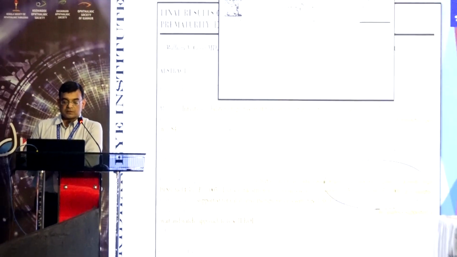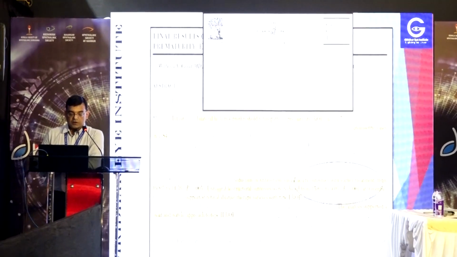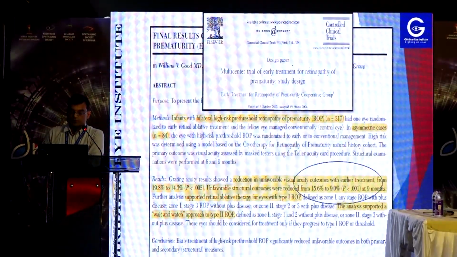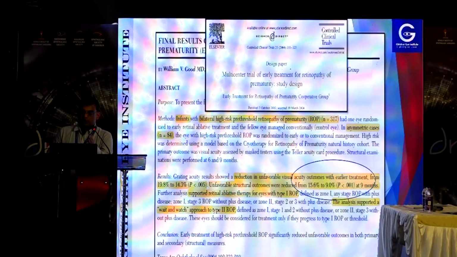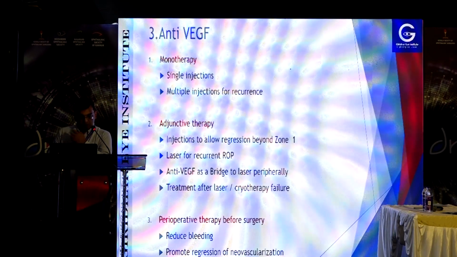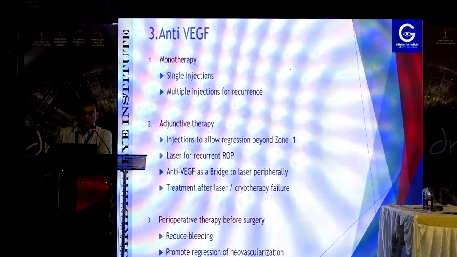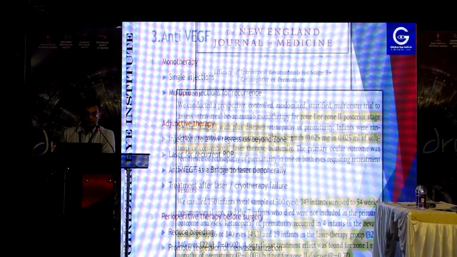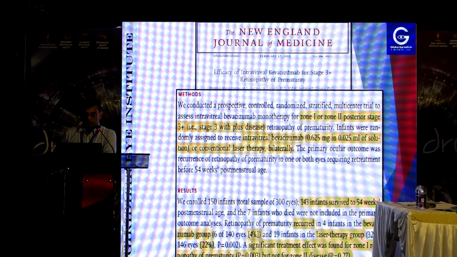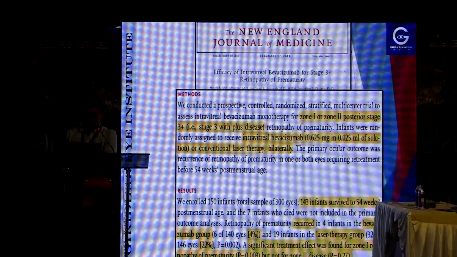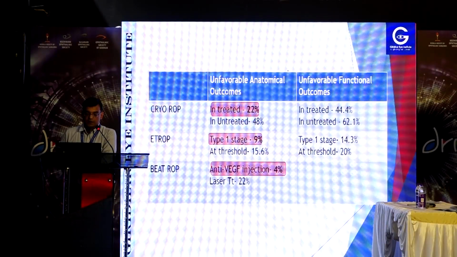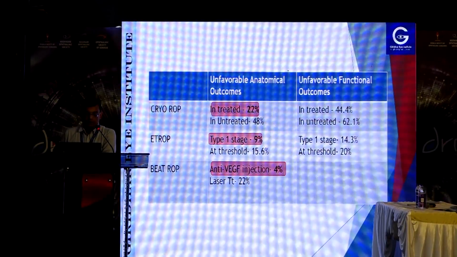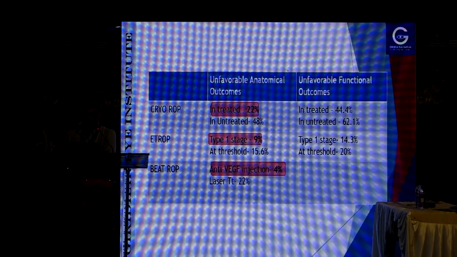The second landmark trial came as ETROP, which shows the importance of laser in the treatment of ROP, with a decrease in unfavorable anatomical outcomes from 27% in cryotherapy to 9% with laser treatment. And then anti-VEGF, which can be used as monotherapy, or as adjuvant therapy to laser, or as a pre-operative treatment before surgery. This has further changed the whole spectrum of treatment and has shown benefits with significantly fewer unfavorable outcomes. In the next slide, you see the unfavorable outcomes have reduced from 22% in CRYO-ROP to 9% in ETROP to just 4% in BEAT-ROP.